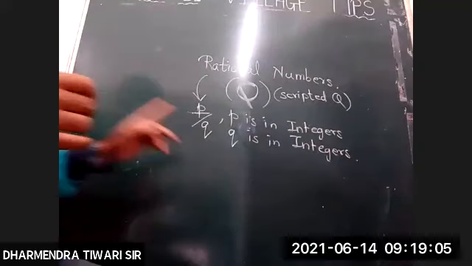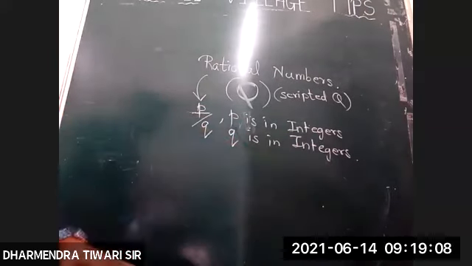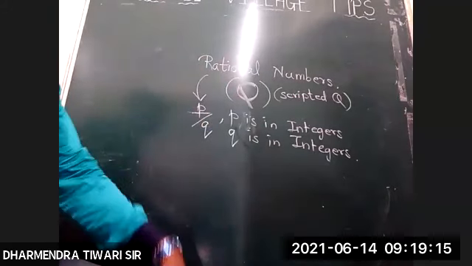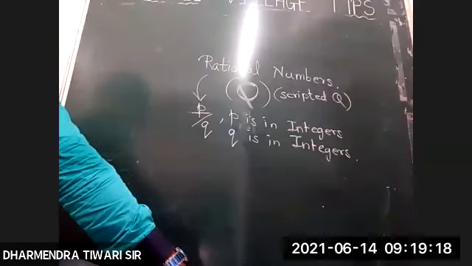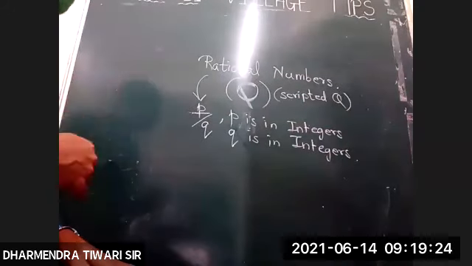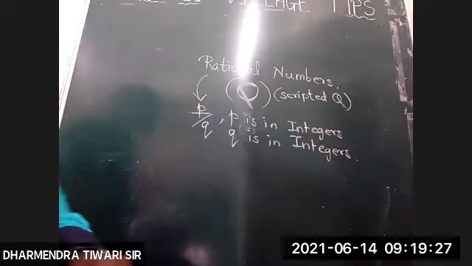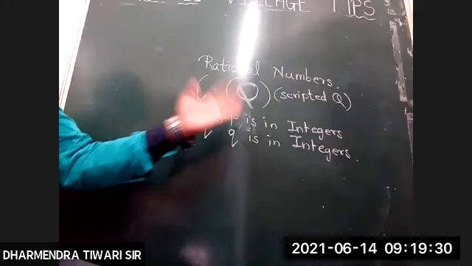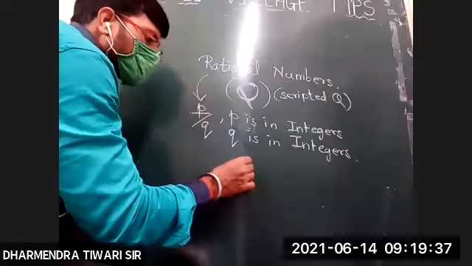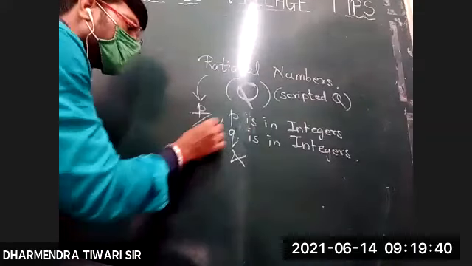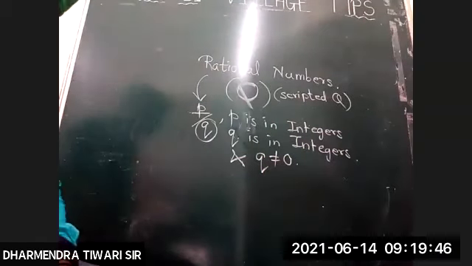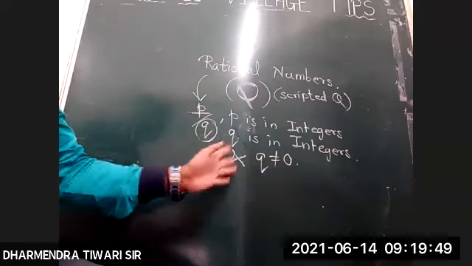Now an additional condition is being imposed on this Q. P should be integer, Q should be integer. This is clear because before giving this concept of rational number, we have discussed P and Q. What do we mean by integer? Positive number, negative number, including zero. When we say P and Q both are integers, even P can take value zero and Q can take value zero. An additional condition is imposed on Q, since Q is in the denominator: Q should not be equal to zero. P should be integer, Q should be integer, and Q should not be equal to zero.